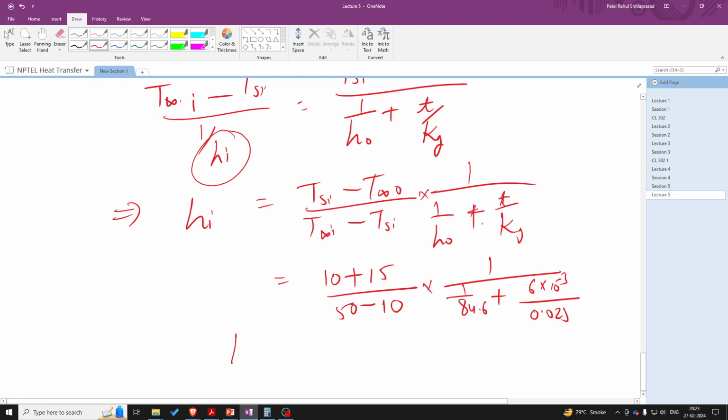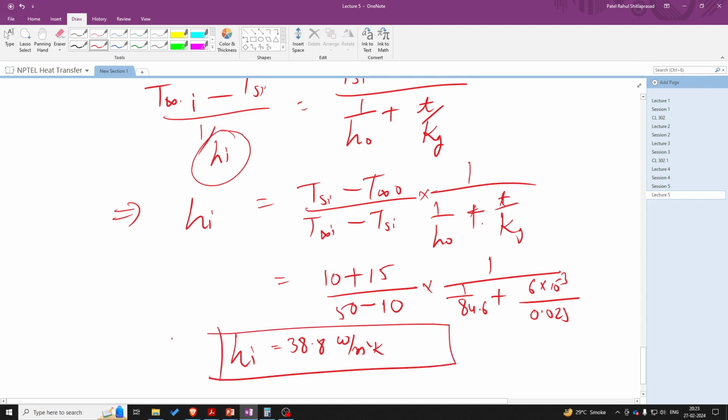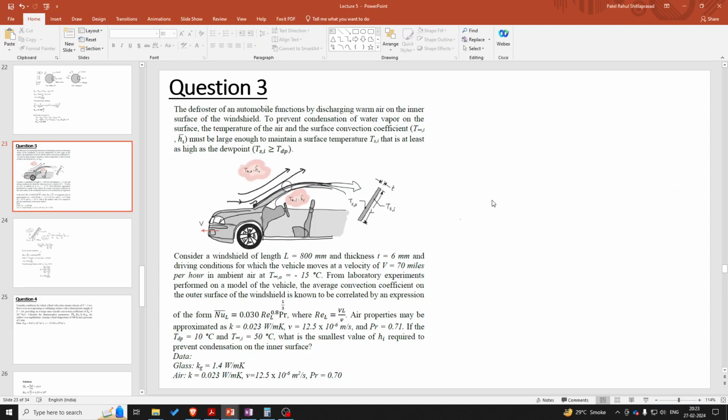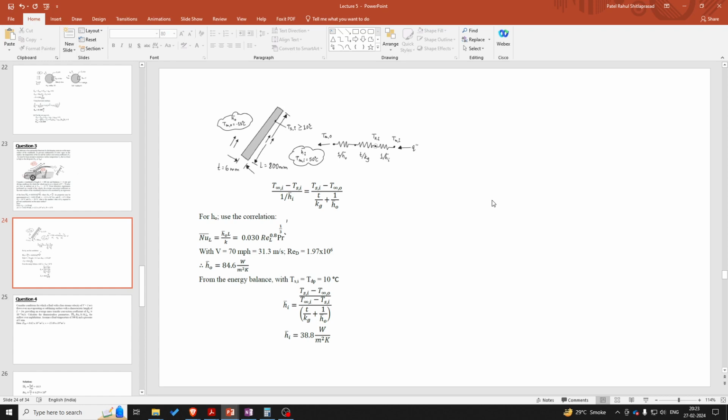So yes, you can try simplifying this, and the value of the heat transfer coefficient on the inner side will be around 38.8 watt per meter square Kelvin. So yes, you can try doing this. So this is the solution.